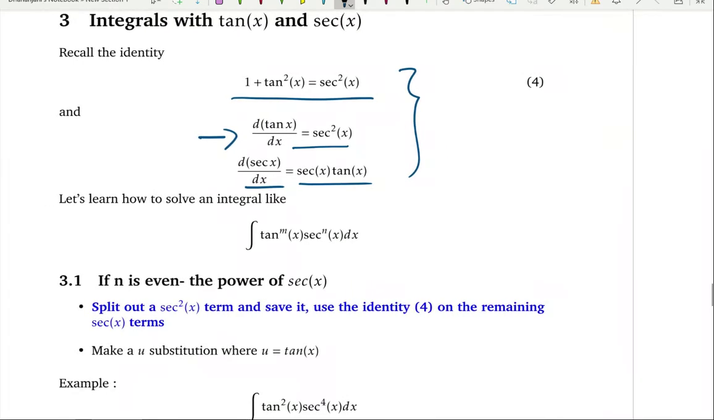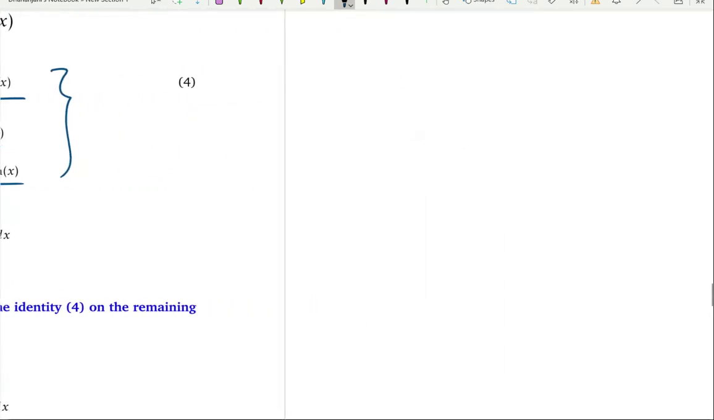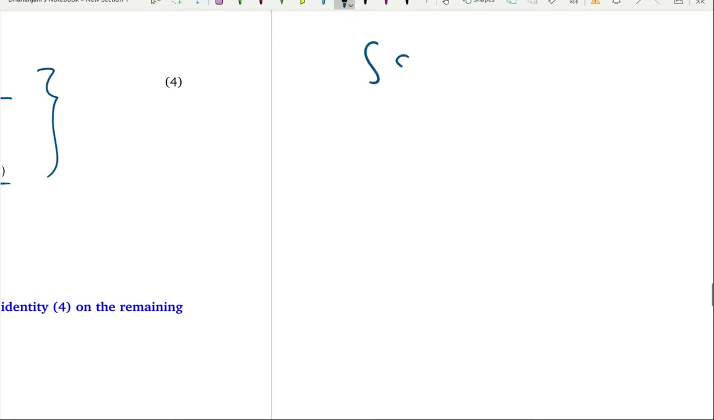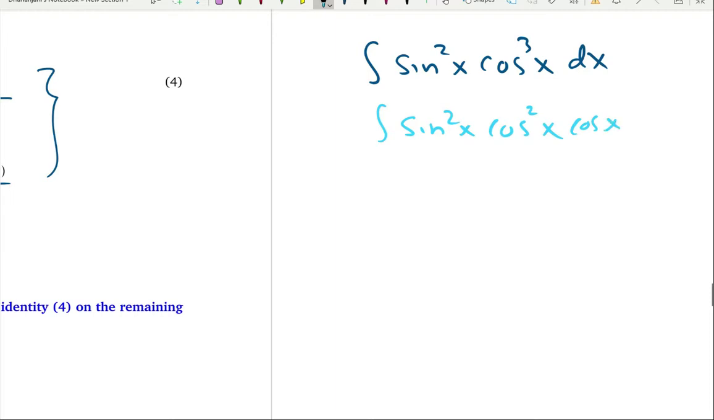Now, to understand the strategy to integrate a function like tangent times secant, we have to back it up and go back to our previous video. How do we integrate if you have sine square x and cosine cube x? What is the approach? When you have an odd power, what we did is we split the odd power, right? Cosine square x, cosine x. And then we did integration by substitution. But our choice for u is the opposite function of what you split, right? So we split cosine, then your u is sine.